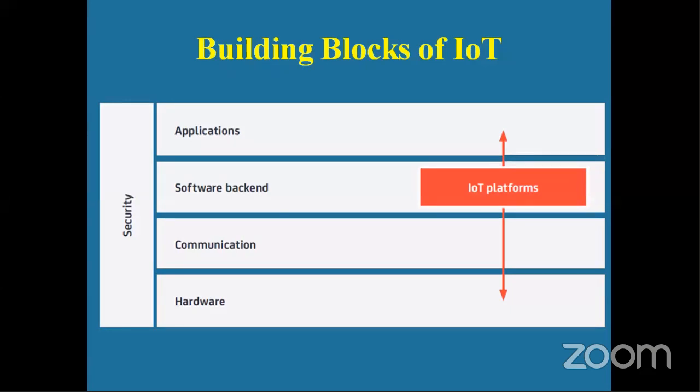We have hardware, communication, software backend, and applications. Very, very important. The reason security is written here is that security is required at each level. If you have hardware, the hardware should be secured. If you're doing communication, the communication should be secured. If you have a software backend, the data should be secured. And finally, the application should also be secure. So security is prime. It is important at each phase of IoT. These are the things that you have to understand.